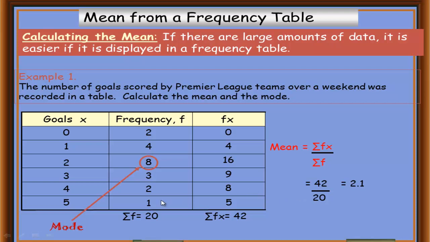Mode. The mode is the highest frequency, which is 8. The third team scored with frequency 8. Therefore, the highest frequency is 8, that is the mode. The first team scored 0, no goals, nil. Probably Middlesbrough and Sunderland could be this team.